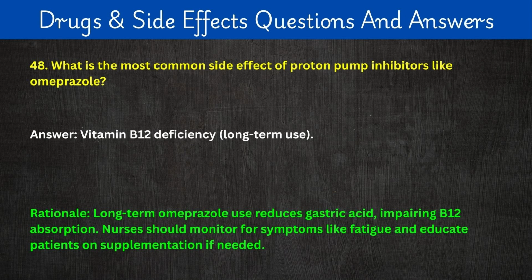48. What is the most common side effect of proton pump inhibitors like omeprazole? Answer: vitamin B12 deficiency, long-term use. Rationale: long-term omeprazole use reduces gastric acid, impairing B12 absorption. Nurses should monitor for symptoms like fatigue and educate patients on supplementation if needed.